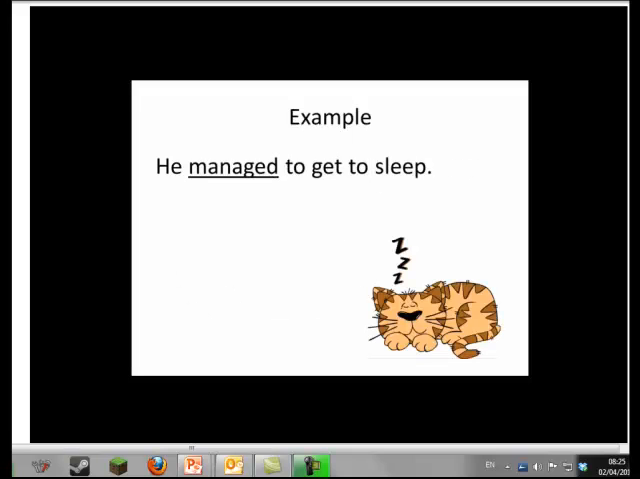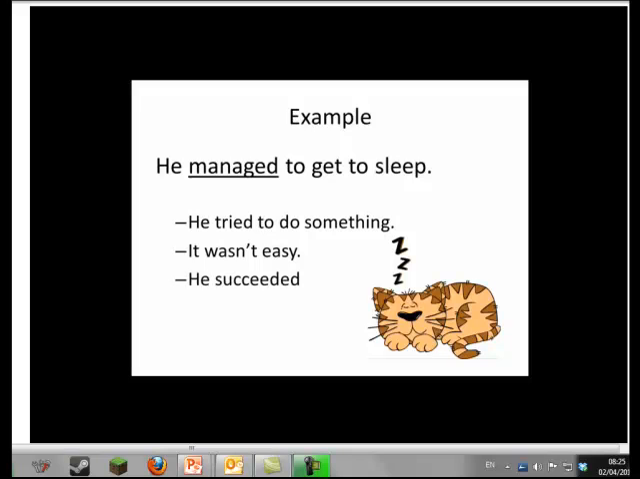For example, let's have a look at an example. So, he managed to get to sleep. Now we're looking at the meaning of managed. Now if you look in a dictionary is helpful because although I know you know what managed means, sometimes it's hard to really pinpoint it when you know it automatically. So managed is the idea of trying to do something that wasn't easy but that you did do it. You succeeded. Okay, so those are the three elements, if you like, of the word managed. So if you tried something that was difficult and you didn't do it, then clearly that's not managing to do it.